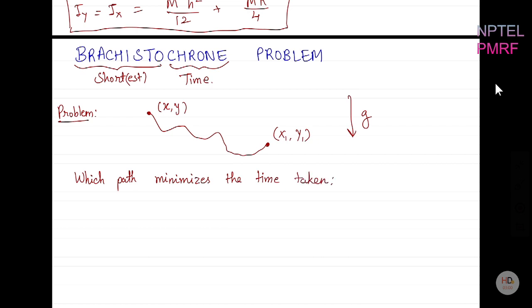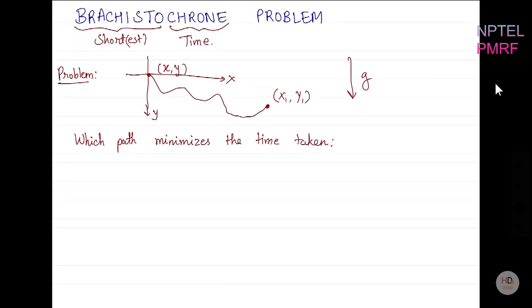So we can set up our coordinate axis that this is x and this is y. Then if we start at time t equal to 0 at the origin, we can write that velocity at any point would be square root of 2gy, just from energy conservation.